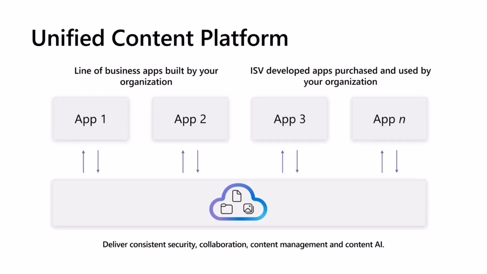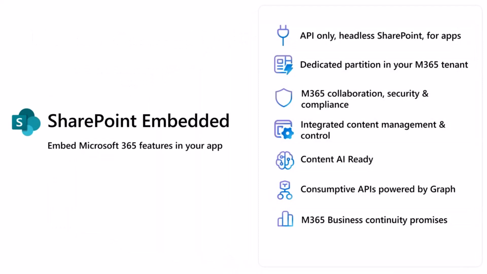And you end up then with very consistent collaboration capabilities, a consistent security footprint. You end up with very consistent content management capabilities, as well as all the emerging content AI features. And this is actually where SharePoint Embedded comes in. So SharePoint Embedded, it is an API-only, headless version of SharePoint specifically designed for apps. Now, it's designed to be used both by enterprises who are building those line of business apps and by ISVs who are building apps that they sell to other companies.